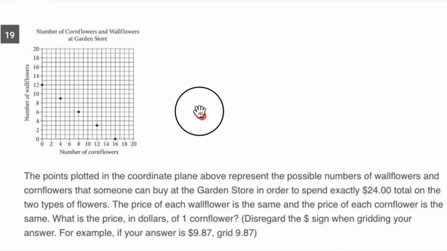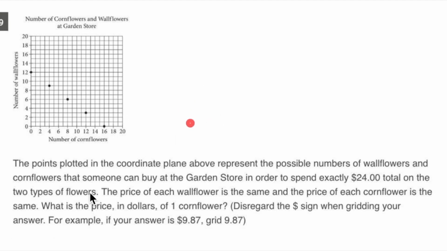So here we go. This one is a little hard to see, but the points plotted in the coordinate plane represent the possible numbers of wallflowers and cornflowers that someone can buy at the garden store in order to spend $24 total on 2 types of flowers. The price of each wallflower is the same and the price of each cornflower is the same. What is the price in dollars of 1 cornflower? Disregard the dollar sign when you're gridding in your answers. Okay, so this one is a little bit hard to see.